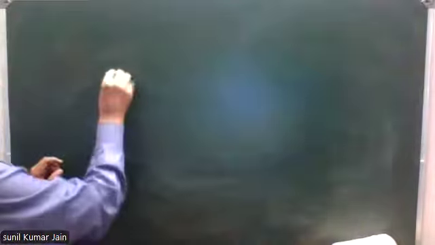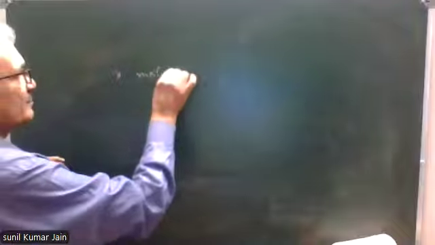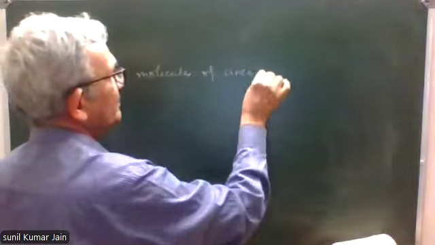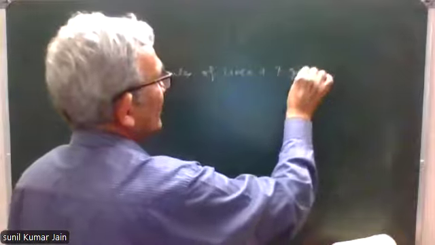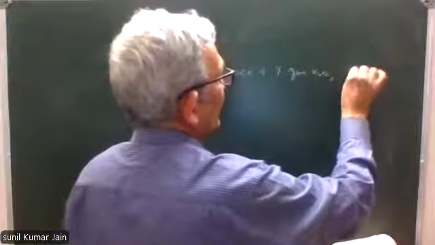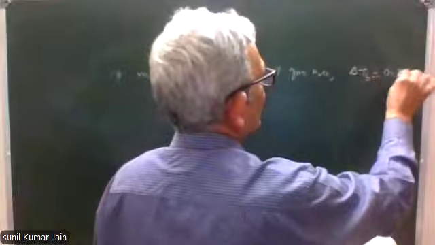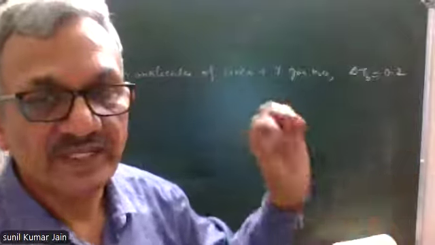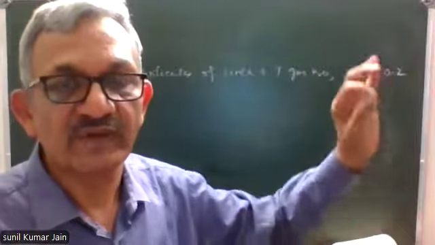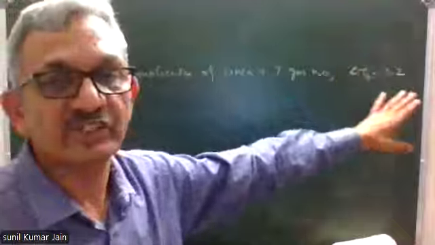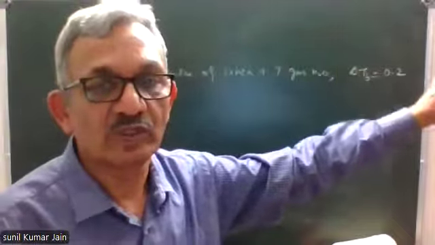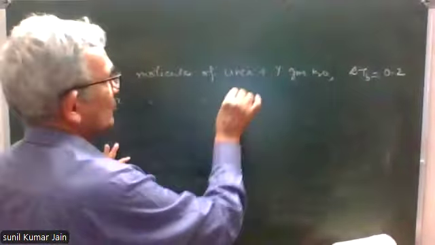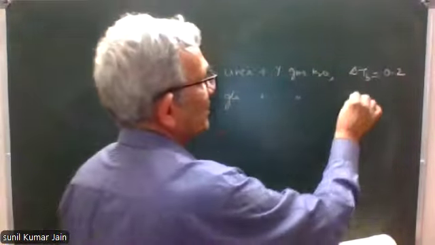Look here. Let us say we dissolve X molecules of urea in Y grams of water and the elevation in boiling point is 0.2 degrees centigrade. Don't write anything, just understand. We dissolve X molecules of glucose in the same amount of water.